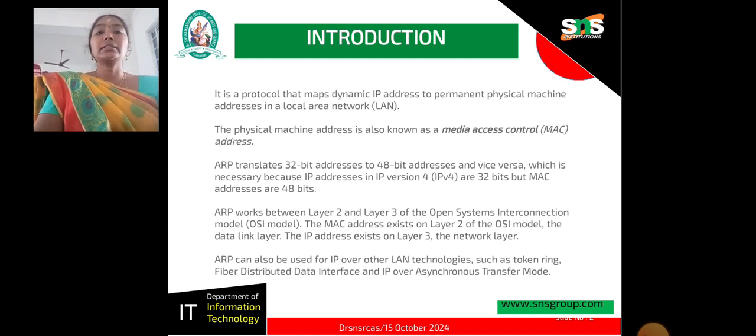ARP is mainly used in the OSI model, which has seven layers. ARP is used in the second and third layers, that is, the network layer and the data link layer. ARP can carry IP over LAN technologies such as token ring and fiber distributed data interface, and IP over asynchronous transfer mode.